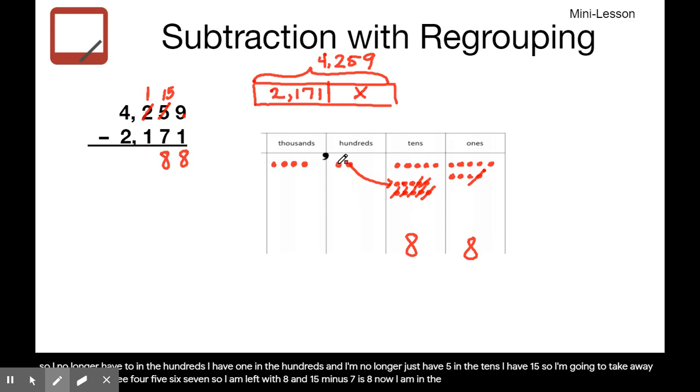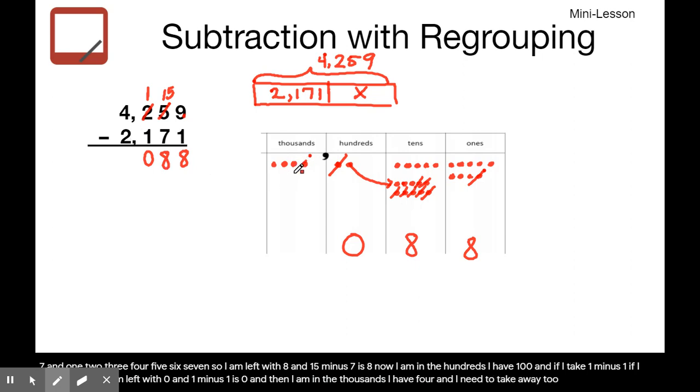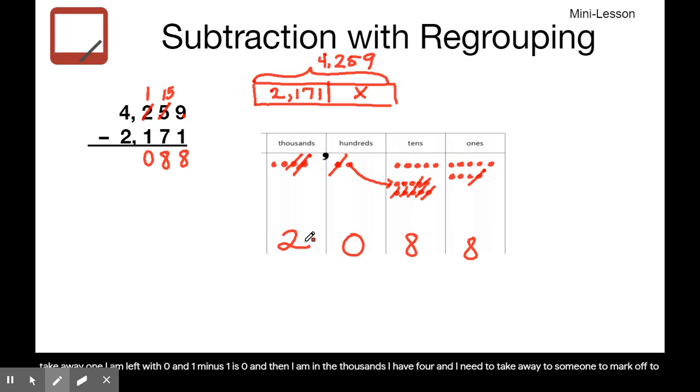Now I am in the hundreds. I have 1 hundred, and if I take away 1, I am left with 0, and 1 minus 1 is 0. And then I am in the thousands. I have 4, and I need to take away 2, so I'm going to mark off 2. And that leaves me with 2 left. So my answer is 2,088.